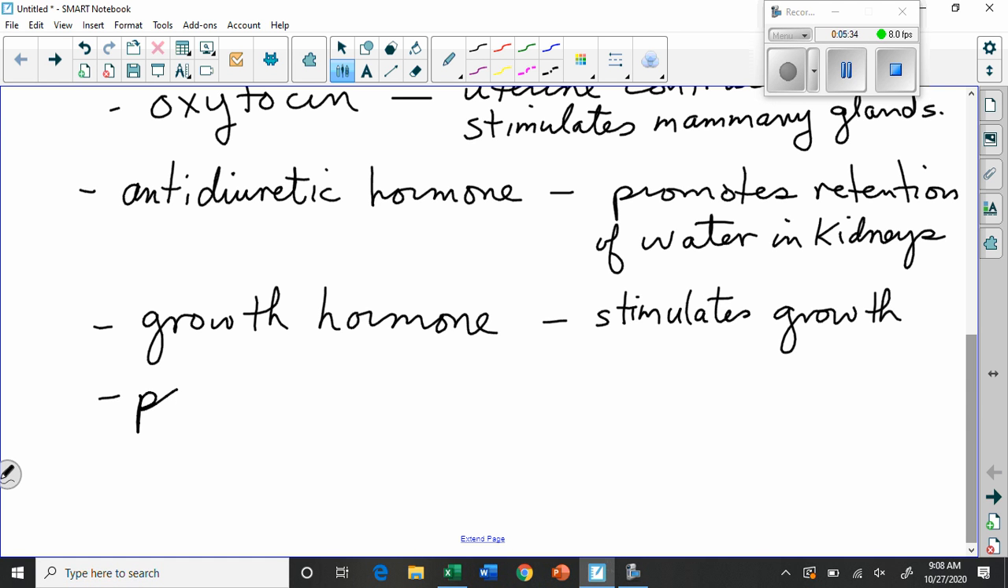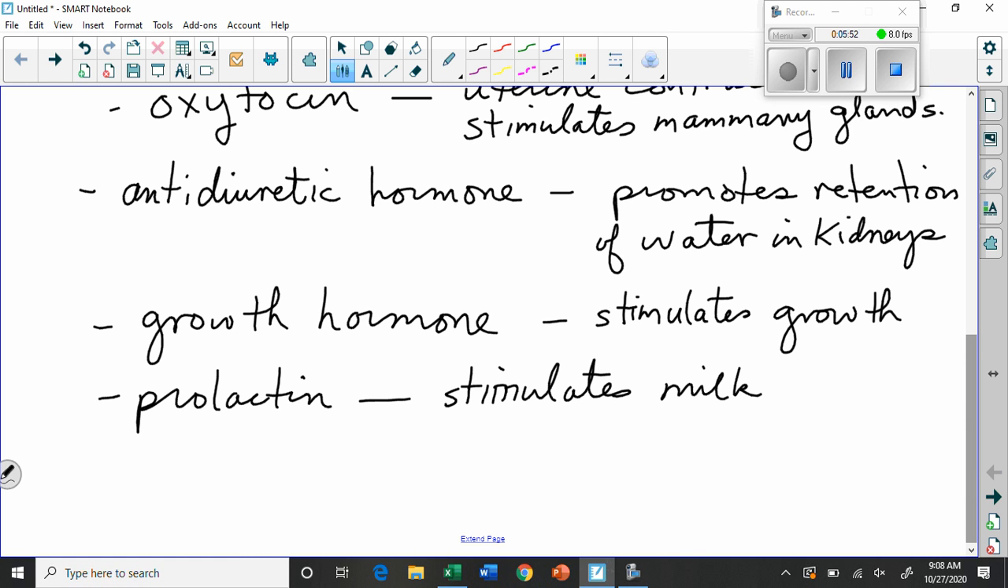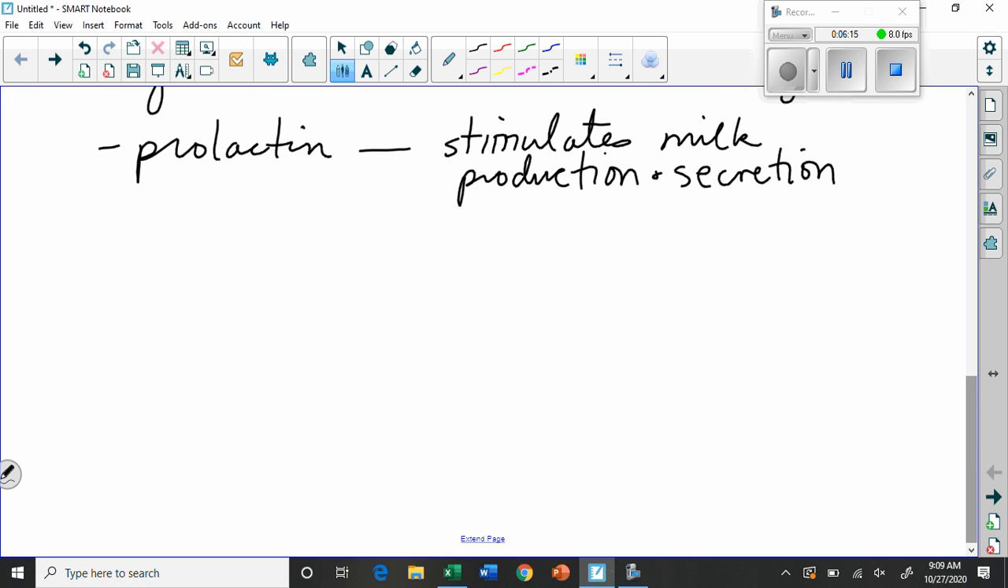Prolactin is another one. Prolactin, the word lact gives you an idea. It stimulates milk production and secretion in mammary glands again. So it's closely related to the oxytocin in its role there. The oxytocin stimulates the development of mammary glands and gets them started on their process. And then the prolactin actually stimulates milk secretion. Prolactin.